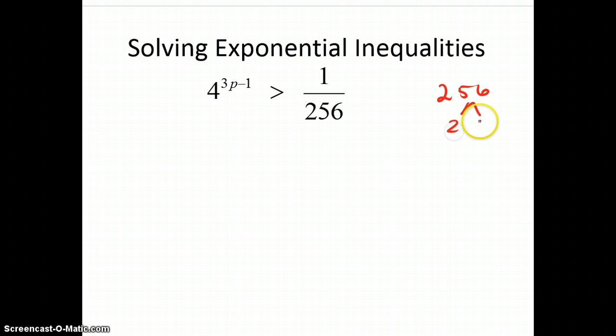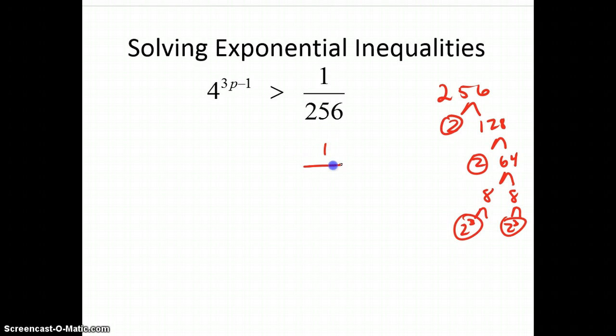I would start with 2. So you get 128. 2 is prime. And we do it again. We get 2 and 64. 8 and 8. I know that 8 is 2 to the 3rd. So right now, rewriting this, 1 over 2 to the 3rd, 2 to the 3rd is 2 to the 6th, 2 to the 7th, 2 to the 8th. Let's go ahead and take care of the 4 as well, because we're going to get it to be a 2. So it's 2 squared, and it's 3p minus 1.